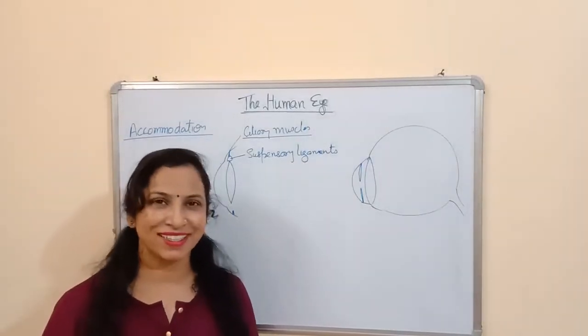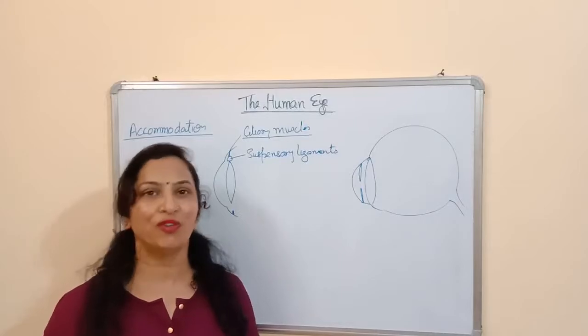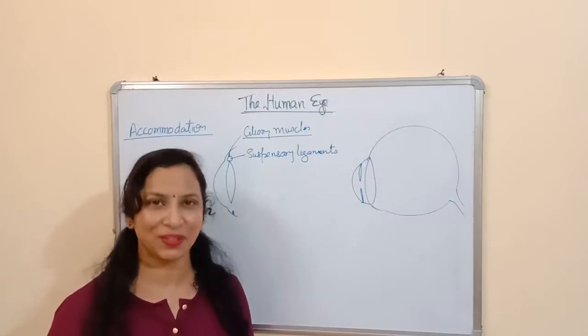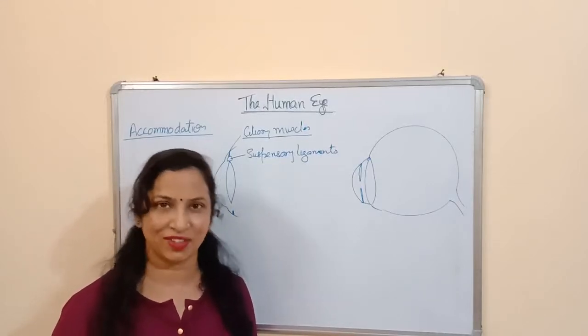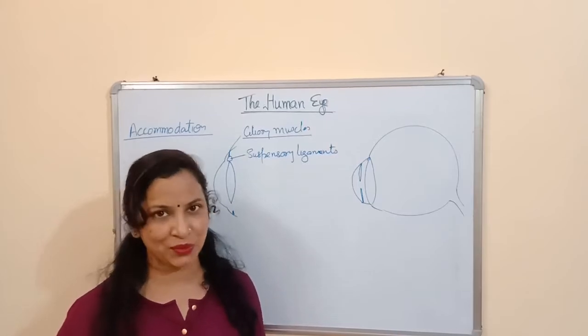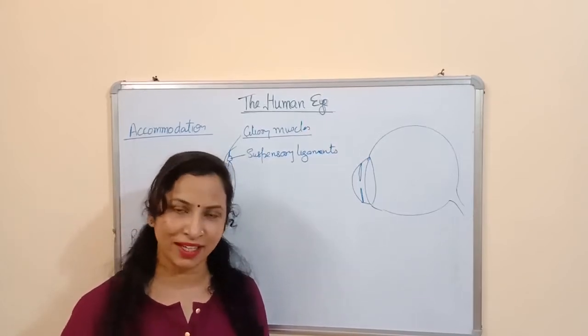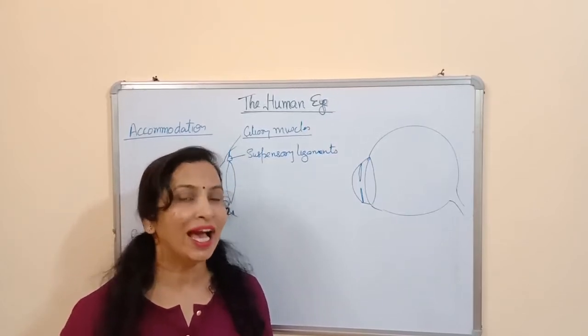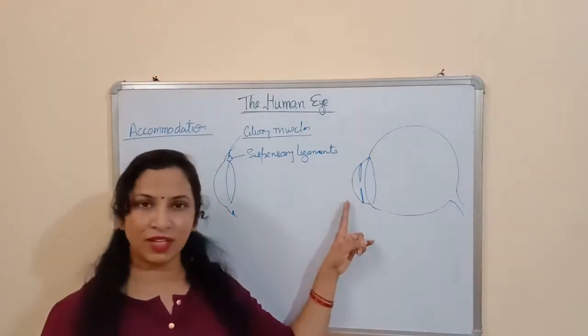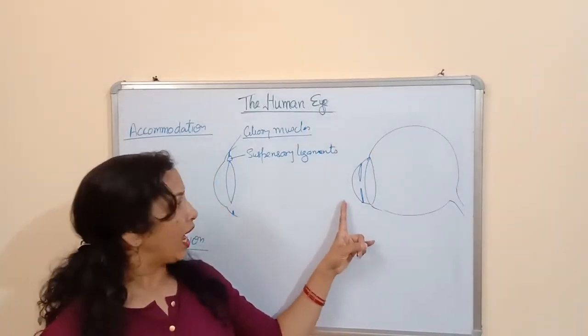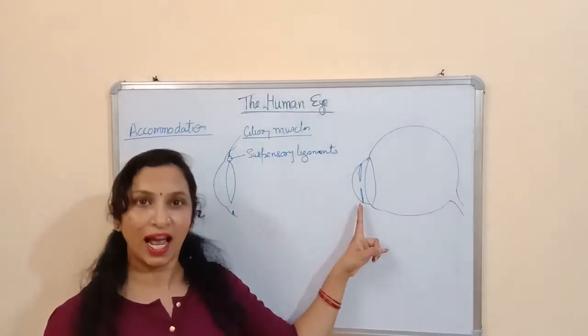Good morning, students. In the last lecture, before the vacations, we started the new chapter, the human eye and the colorful world. In the last lecture, I explained the structure of the human eye and how the human eye works. This is the outer part of the eye. This is called the cornea.